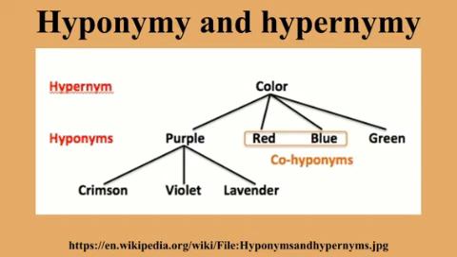Hyponymy is a transitive relation. If X is a hyponym of Y, and Y is a hyponym of Z, then X is a hyponym of Z. For example, violet is a hyponym of purple and purple is a hyponym of color. Therefore, violet is a hyponym of color. In addition, it should be noted that a word can be both a hypernym and a hyponym. For example, purple is a hyponym of color but itself is a hypernym of the broad spectrum of shades of purple between the range of crimson and violet.